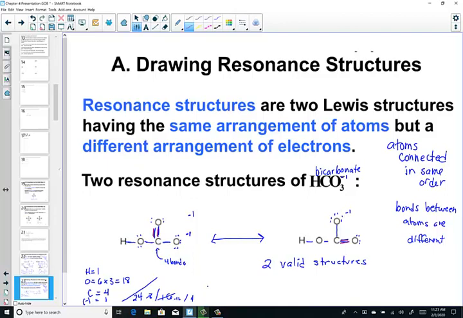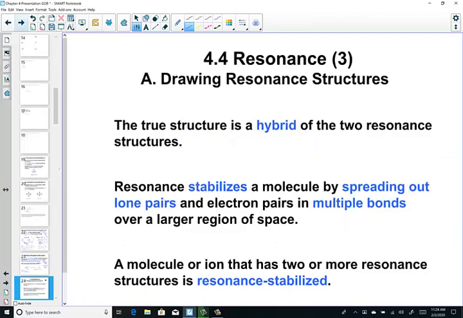Now you notice the atoms are connected in the same order. H, then O, then C double bond O, C single bond O. They're the same connectivity, but I'm just moving the location of the double bond and moving a set of lone pair electrons. I'm allowed to move electrons. I'm not allowed to move atoms. So which one is correct? Well, the answer is actually both of them are correct.